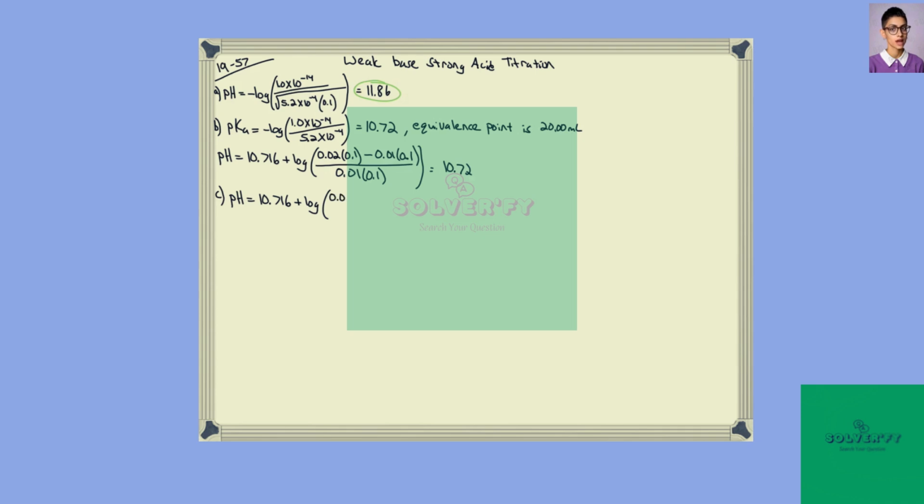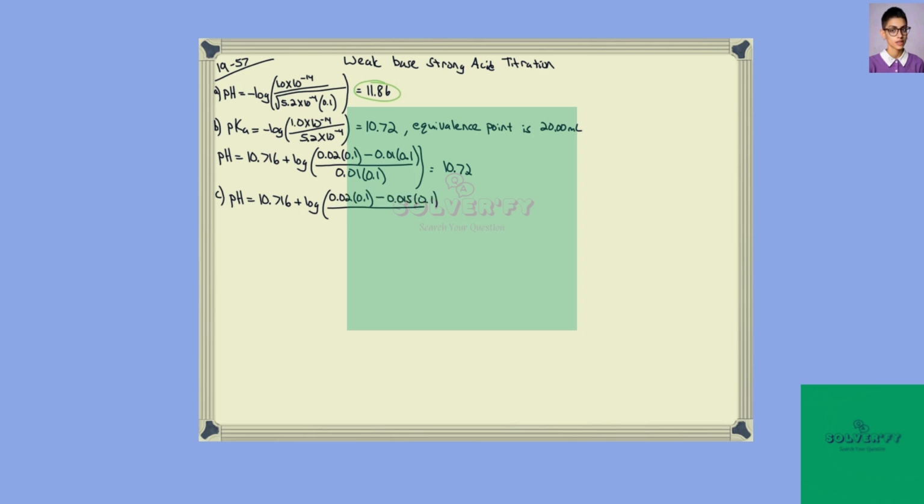The next calculation, C, is similar to the previous. We still have a buffer solution. We are still pre-equivalence at 15 milliliters, where equivalence is 20 milliliters. So we still use the Henderson-Hasselbalch equation.